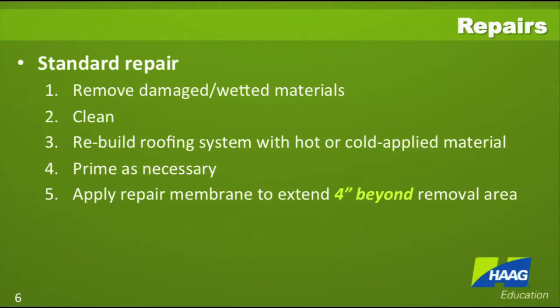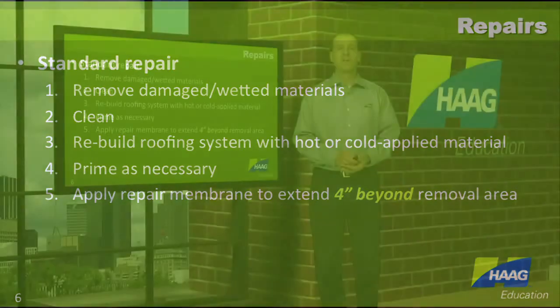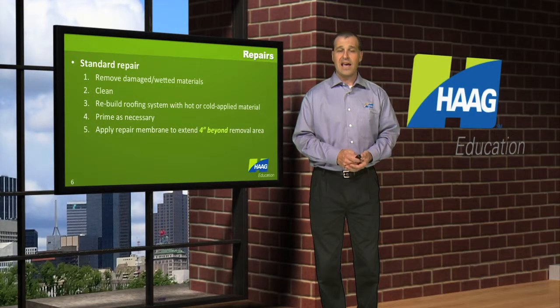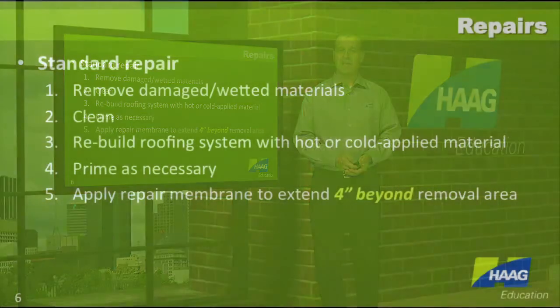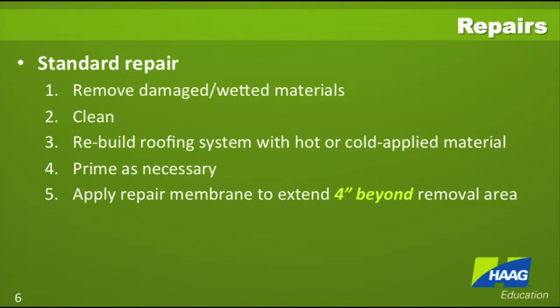The good news is new asphalt can be applied to old asphalt as long as you do the spudding and cleaning. And if there's any concern with that, you also can apply an asphalt primer. Then you're going to rebuild the system with either hot or cold applied materials. This can be different types of hot or cold bitumen and reinforcement felts. Then you're going to want that repair area to extend at least 4 inches beyond where you did a removal or where you're trying to tie in.